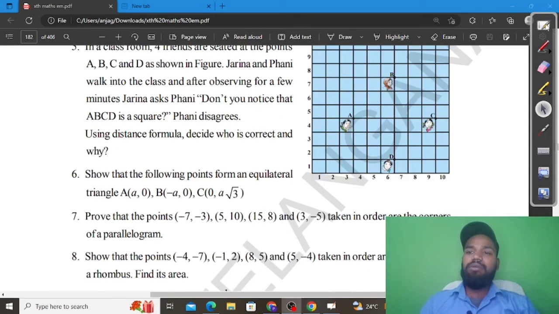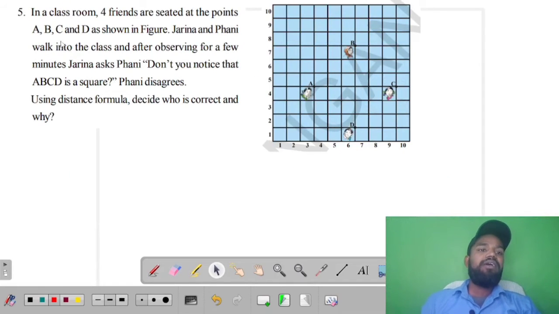So now see the fifth problem. What is the fifth problem given? In a classroom, 4 students are seated at the points A comma B comma C and D, as shown in the figure. Okay, already given here. See this, I will highlight here. So this is A. A person sits here, and person B sits here, and C sits here, and D sits here. So these are the 4 friends seated at different places.